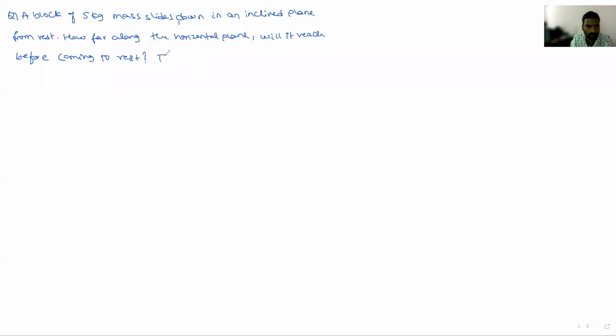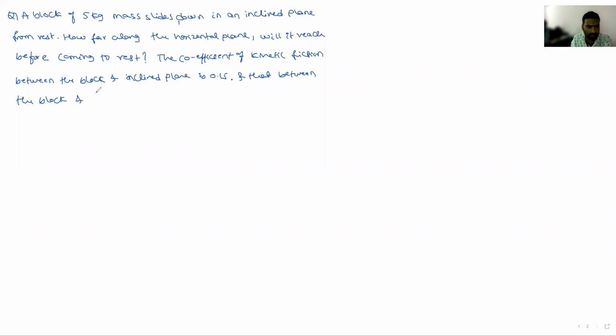The coefficient of kinetic friction between the block and inclined plane is 0.15, and that between the block and horizontal plane is 0.2. Okay, so this is the problem and he has given the figure also.